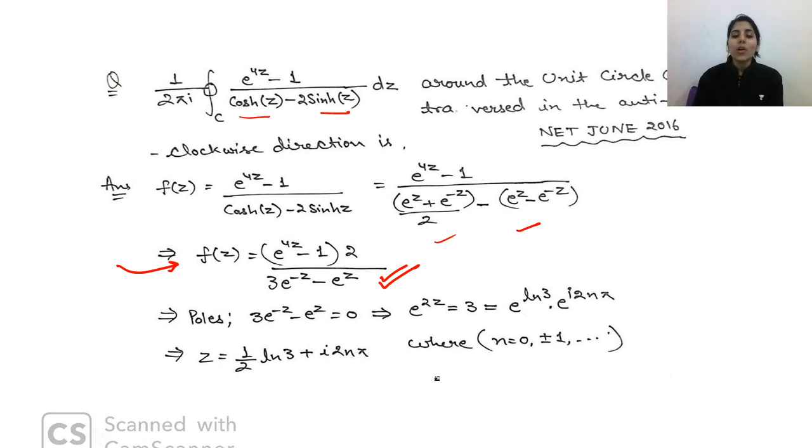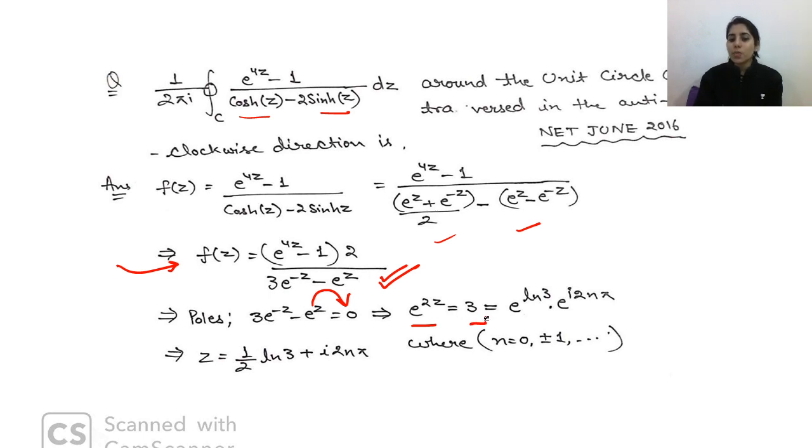How are you? Okay, now here we are going to have this expression: 3 e to the power minus z minus e to the power z is equal to 0. Clear? So when you simplify it, what will you get? You can take it to the other side, then do the cross multiplication and simplify that. You will get the expression e to the power 2z is equal to 3.